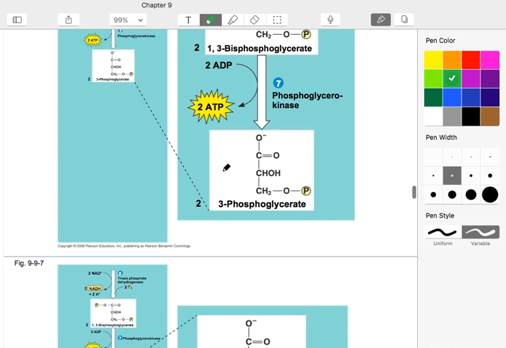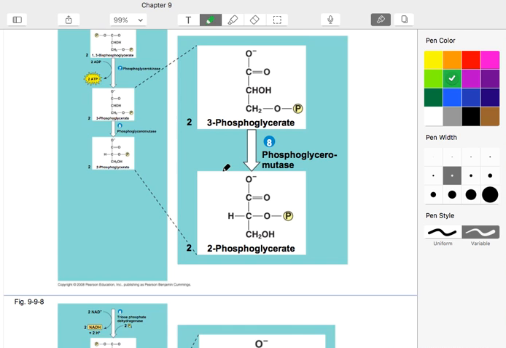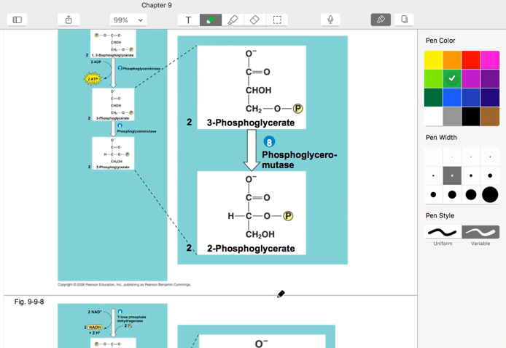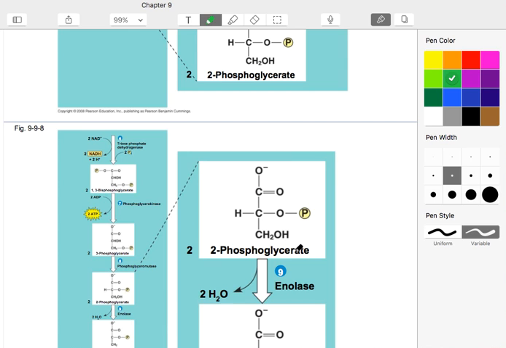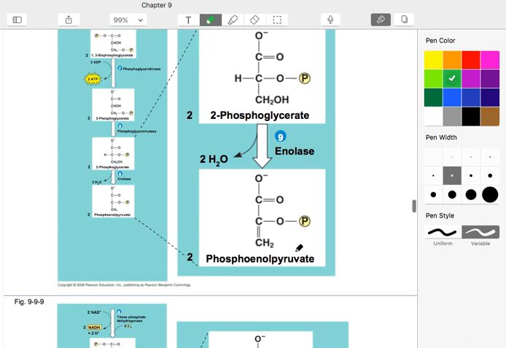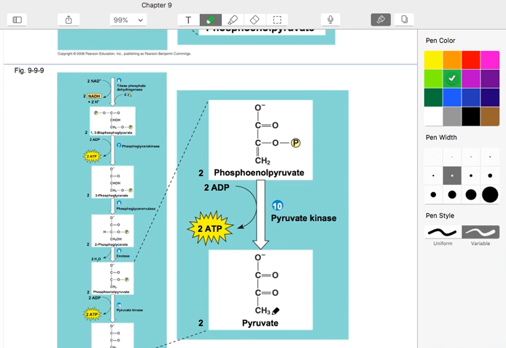So 3-phosphoglycerate, 2-phosphoglycerate. What actually happens is 1,3-bisphosphoglycerate is converted, as I told you in number 7, into 3-phosphoglycerate, with only one phosphate group over there. That 3-phosphoglycerate, in the presence of phosphoglyceromutase, is going to be converted into 2-phosphoglycerate. And finally, 2-phosphoglycerate, in the presence of enolase, is going to be converted into phosphoenolpyruvate. Phosphoenolpyruvate is going to be converted into pyruvate by pyruvate kinase. During that process, 2 ADP produce 2 ATP.